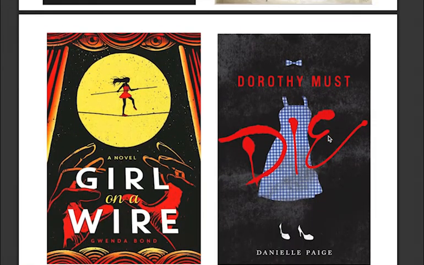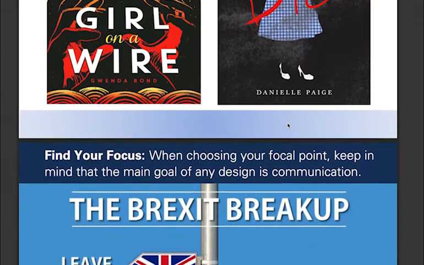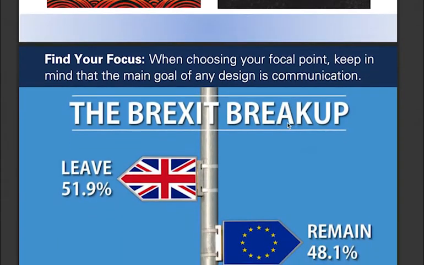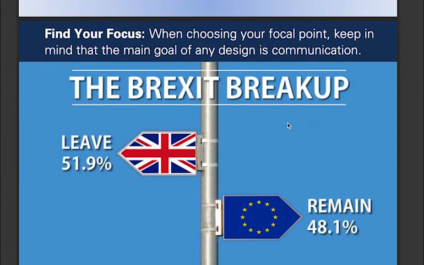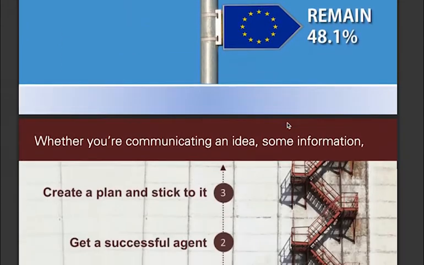I think this is a very well done hierarchy. And even here, because everything is centered, you see exactly where the primary focus is located. Find your focus. That's ultimately what that lesson was all about. When choosing your focal point, keep in mind that the main goal of any design is communication.